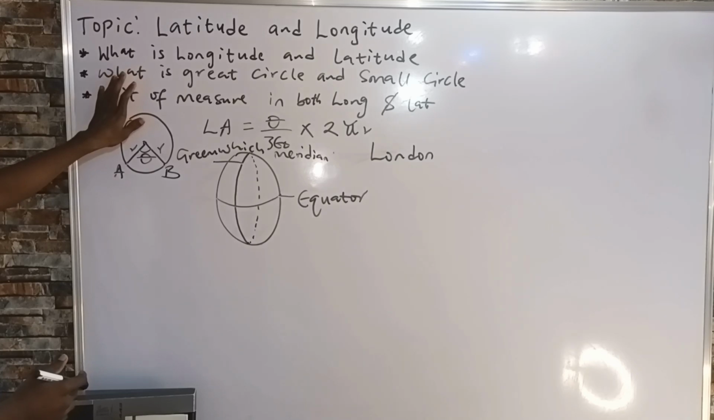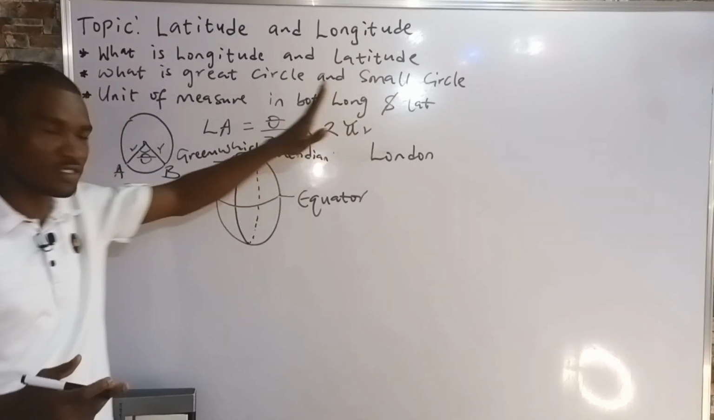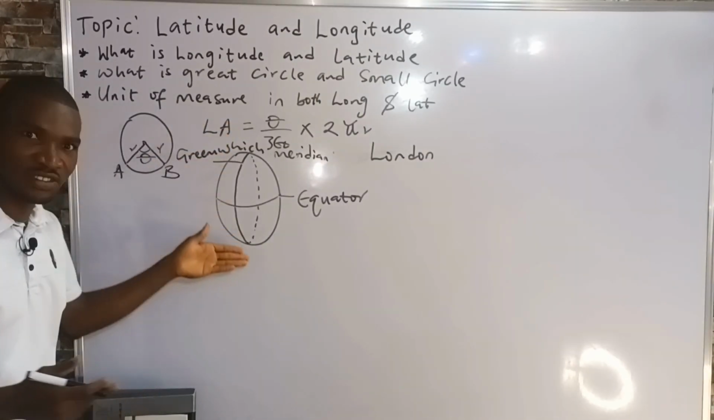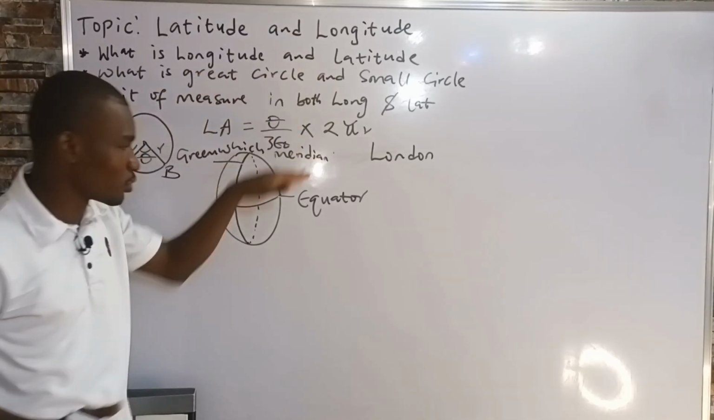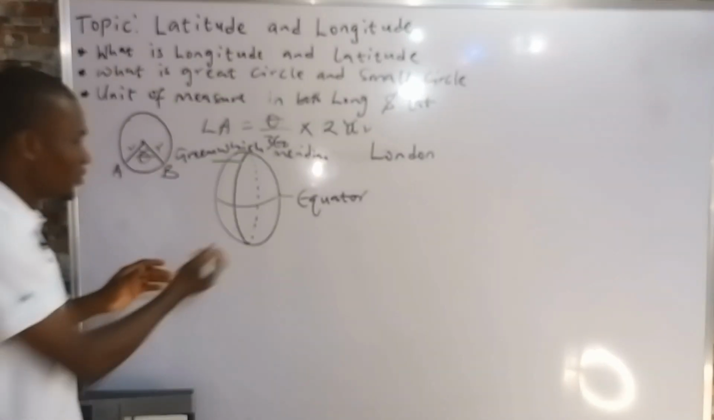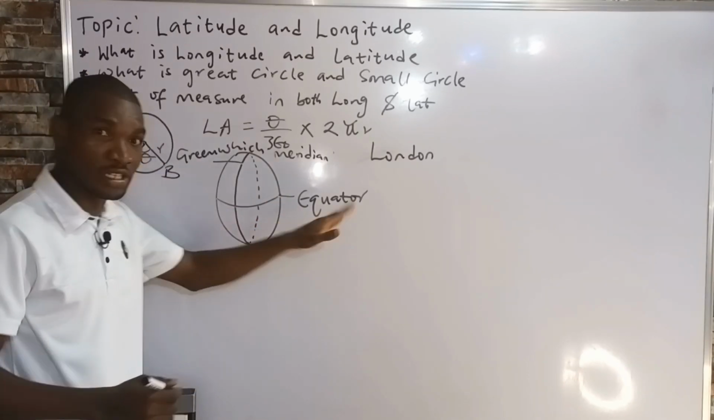So I think I was able to explain what longitude and latitude is, which is longitude, the vertical slice or cut of the Earth's surface, and latitude, the horizontal cut. And if the cut was exactly at the middle, it's going to be called the equator.